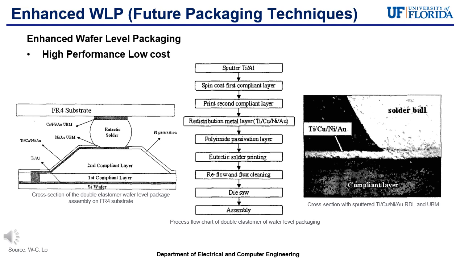Then the final figure on the far right shows a cross section with the sputtered titanium, copper, nickel, and gold redistribution line and UBM between the elastomer layers and the solder ball. The resulting outcome of this sputtering method is as a result of a previous failure where corrosion was found around the solder pad edges.